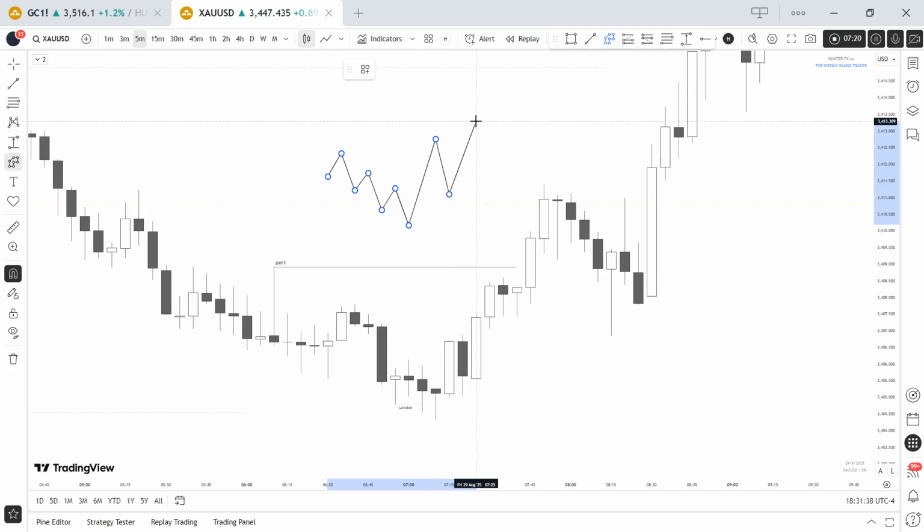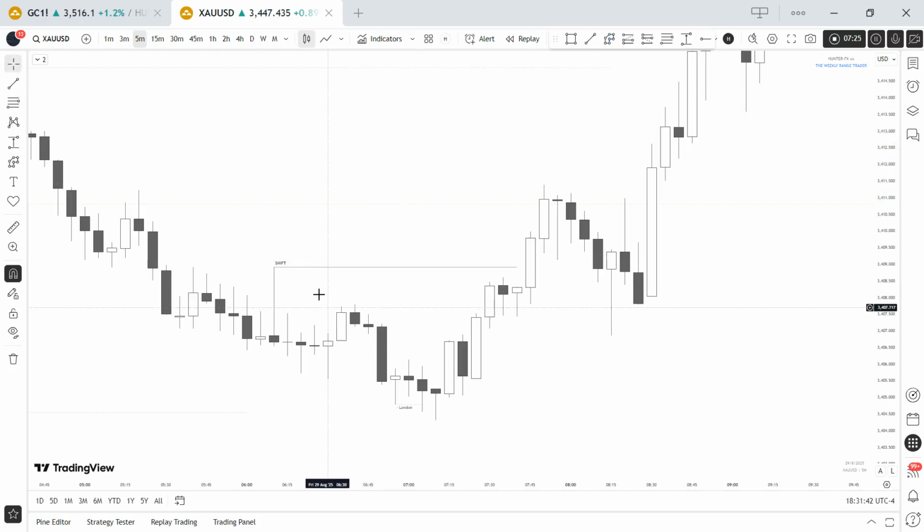Hope I'm good with that. This is why I've marked there. This has the shift. There's this high, and there's this one. This would have been my shift basically, but I use this as a change in the state of delivery.